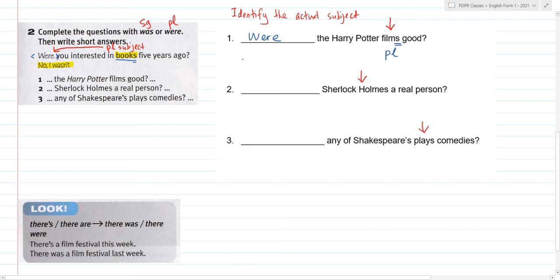So now you write your own answer. If it is yes, yes, they were. So if negative, no, they weren't. Okay, that's for number 1. Okay, for number 2, the actual subject is this name, Sherlock Holmes. This is a name of a person. Then you have this article a. A means only one. So the answer for number 2 is was. Was Sherlock Holmes a real person? The answer is no. No, he wasn't. Okay, Sherlock Holmes is not a real person.